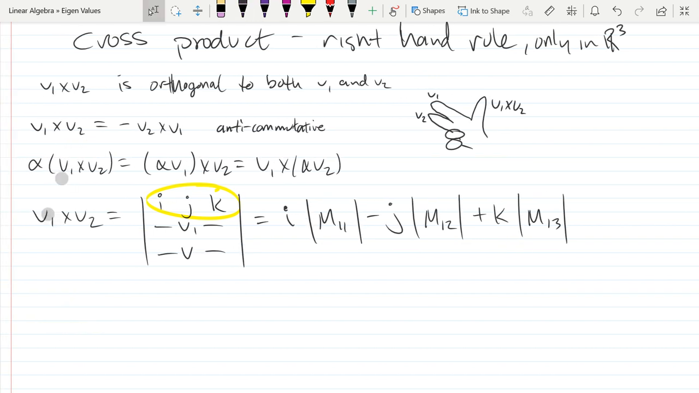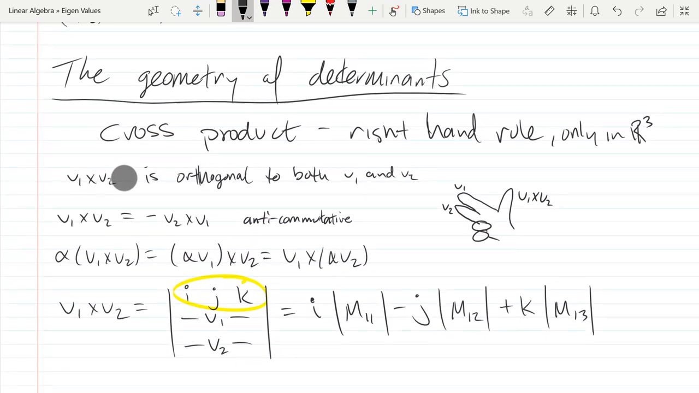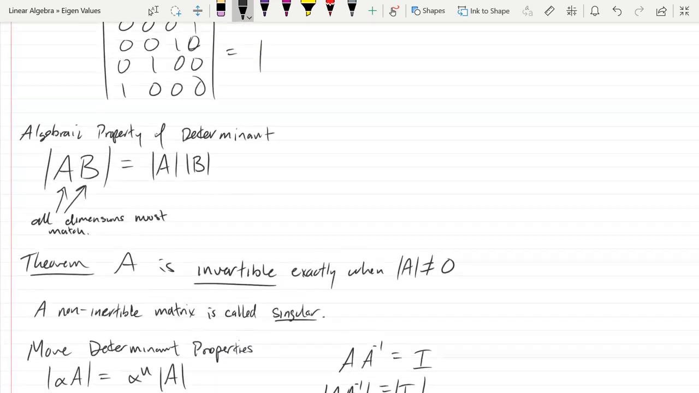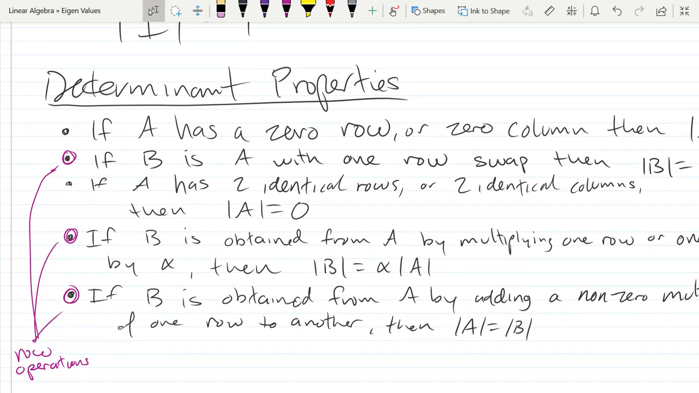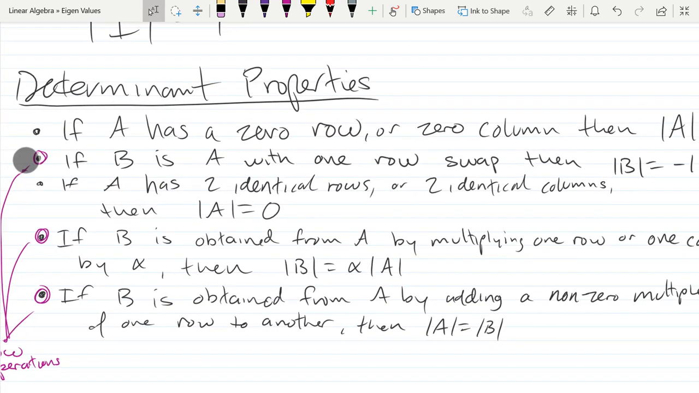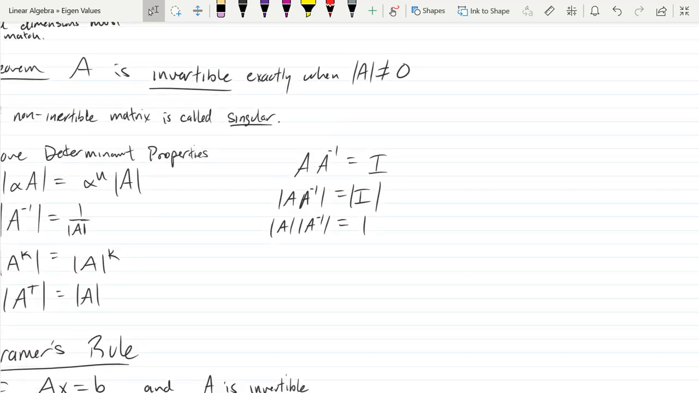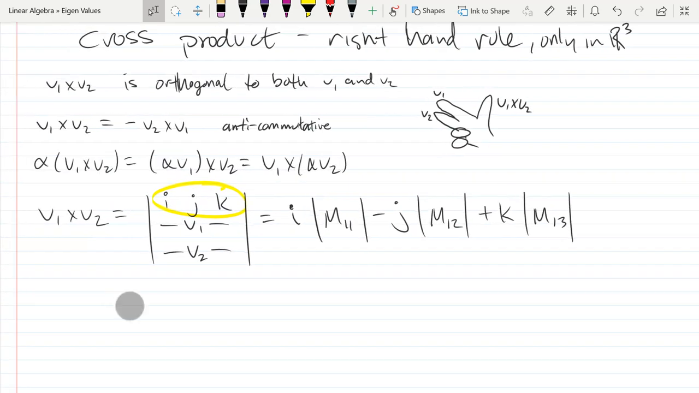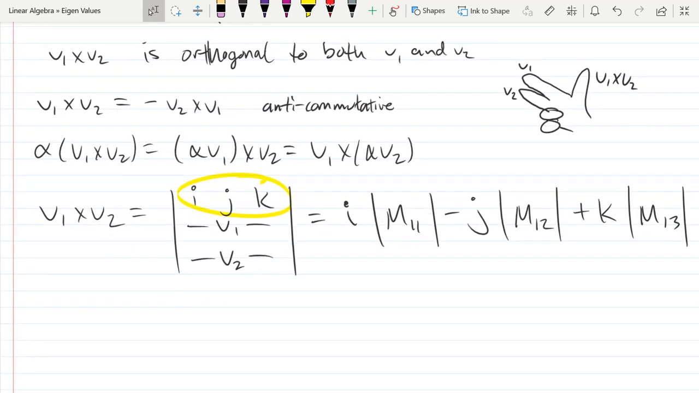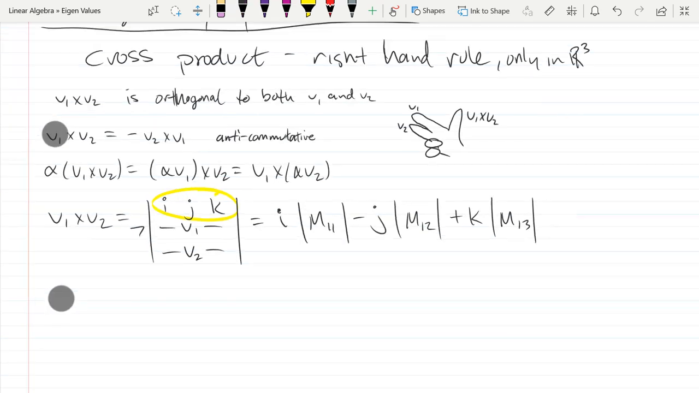What happens if I swap two rows in the determinant? It makes it negative. Somewhere up here, we wrote these rules down. Here we go. Row swap. If B is A with one row swap, then the sign changes to negative. So if we think about the cross product here, the equivalent of making a row swap right here would be changing the order of the cross product. And that would make it negative. So that property will still work. All right, so this is cross products right here.